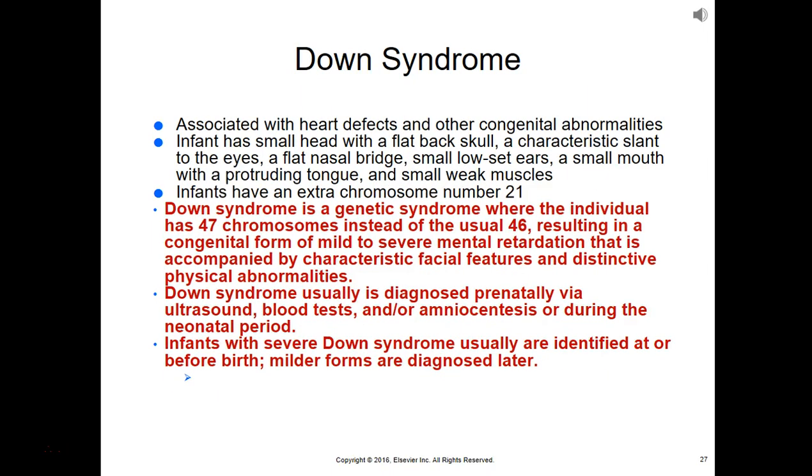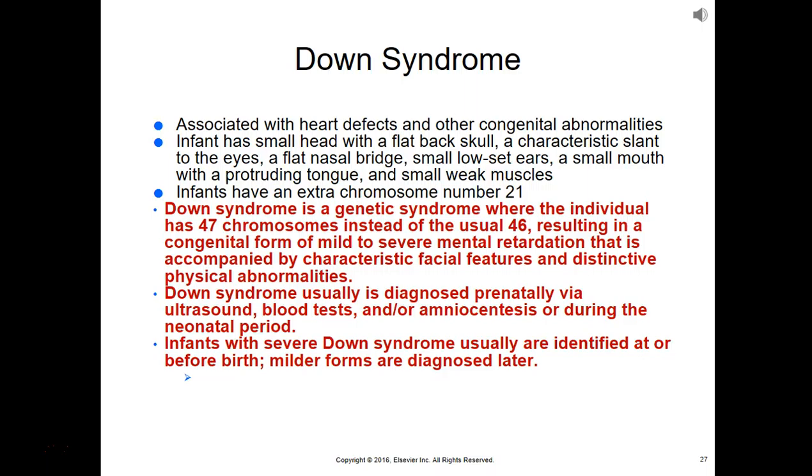Okay, so Down syndrome is associated with heart defects and other congenital abnormalities. The infant has a small head with a flat back skull, a characteristic slant to the eyes, a flat nasal bridge, small low-set ears, a small mouth with a protruding tongue, and small weak muscles. Infants with Down syndrome have an extra chromosome, number 21.